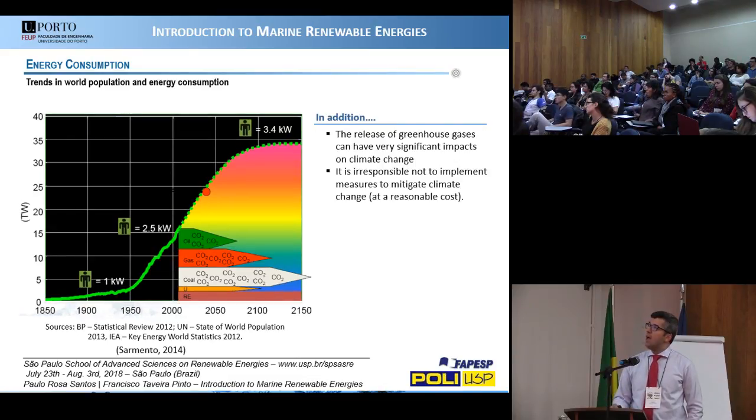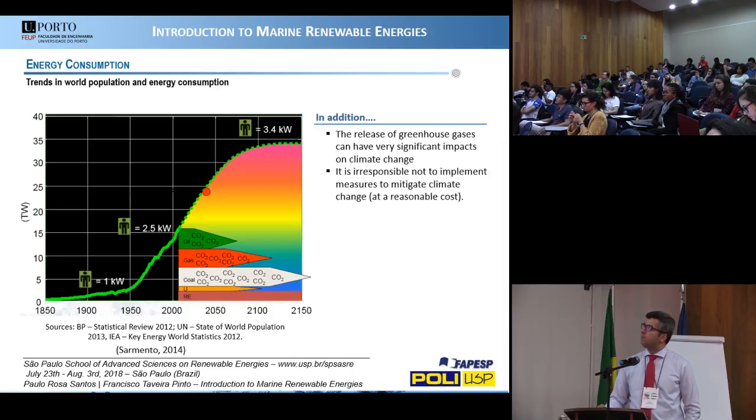In addition, by using renewable energies, as you know, we are reducing the emissions of greenhouse gases. So that is good for the planet, and we are also improving the environment. So it's good to have renewables here. And as you easily understand, it is irresponsible presently not to implement changes to mitigate what is now a reality, that is the climate change.